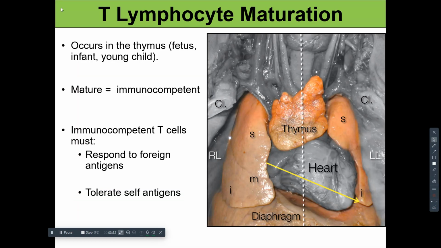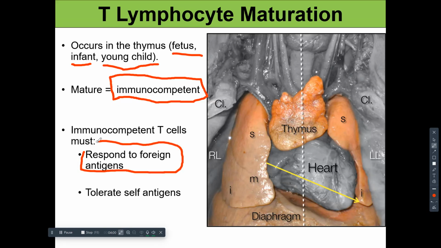So let's talk about that T lymphocyte maturation process for a second. It occurs in the thymus, and it happens during just the early stages of life. So we're talking fetal period, infancy, young kid. A mature T lymphocyte is an immunocompetent T lymphocyte, and I was just saying that meant it's able to do its job. Well, what is its job? Its job is to respond to foreign antigens. And not any old random foreign antigens, but specific ones. That's a really important characteristic.